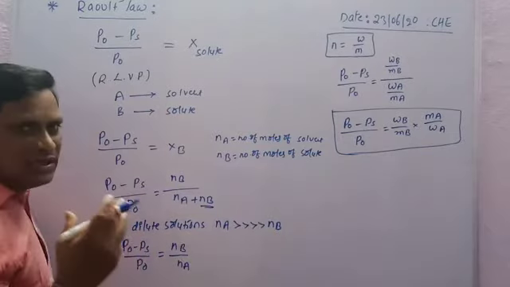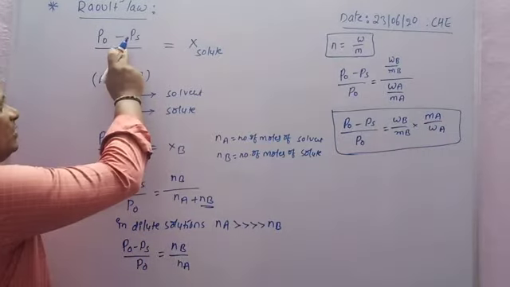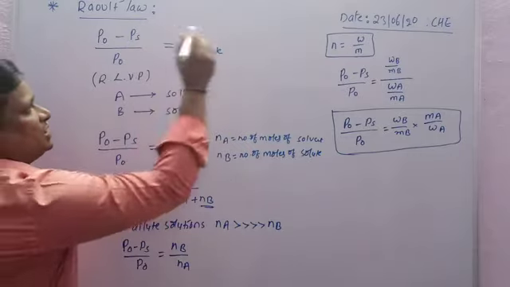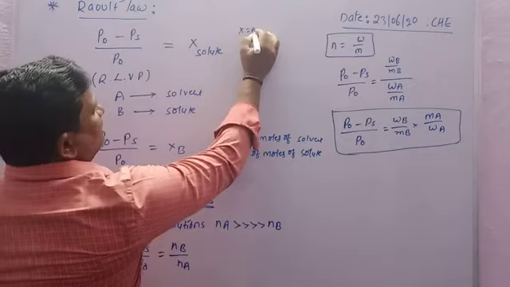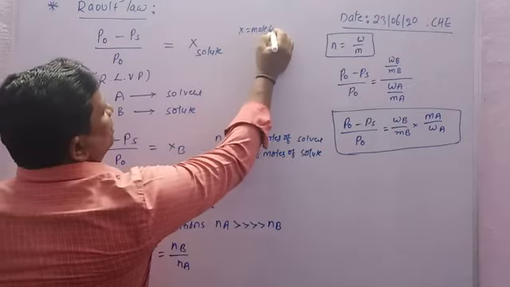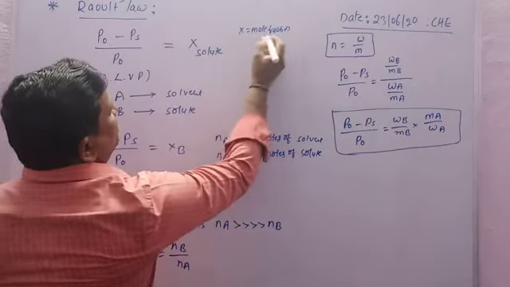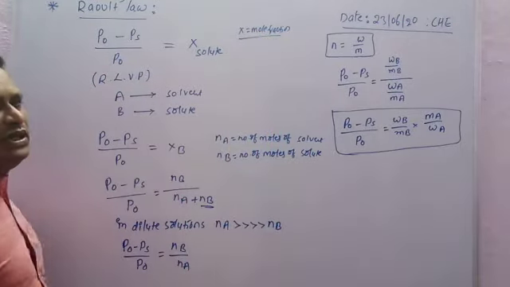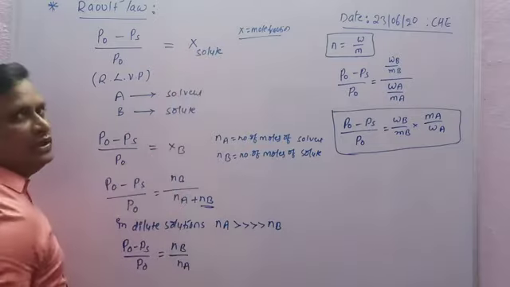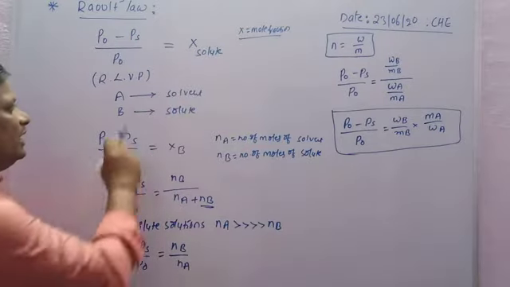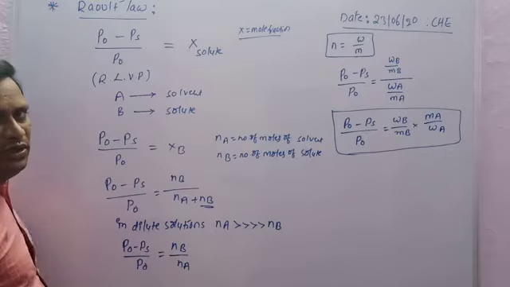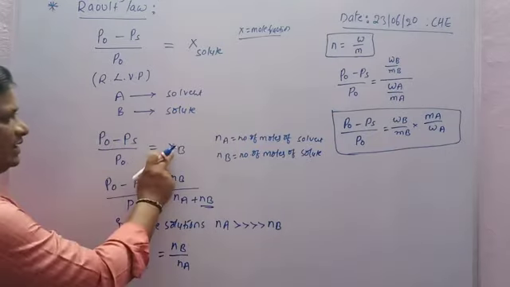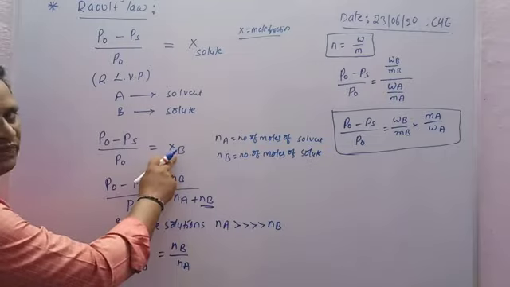So Raoult's law states that the relative lowering of vapor pressure of the solution is equal to the mole fraction, wherein X is the mole fraction. Generally mole fraction is denoted with X. So the relative lowering of vapor pressure is equal to the mole fraction of the solute. In a solution, A is the solvent, B is the solute. So P naught minus Ps by P naught equals Xb, wherein Xb is the mole fraction of solute.